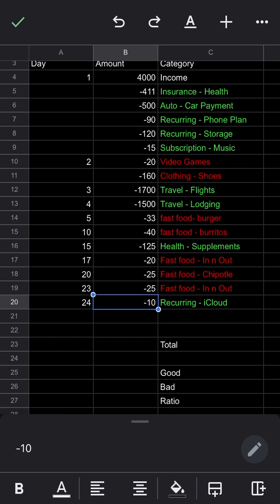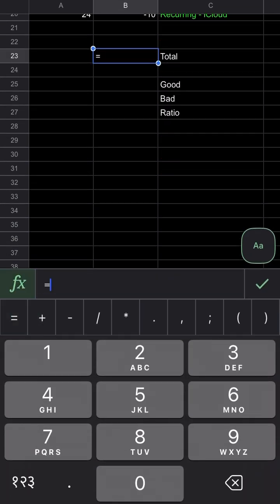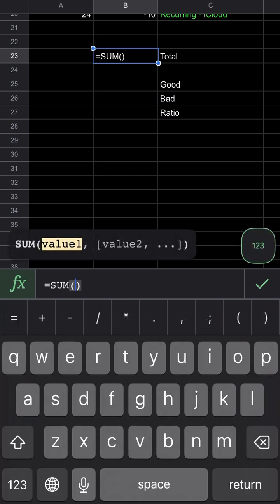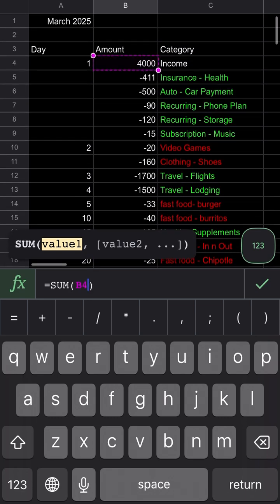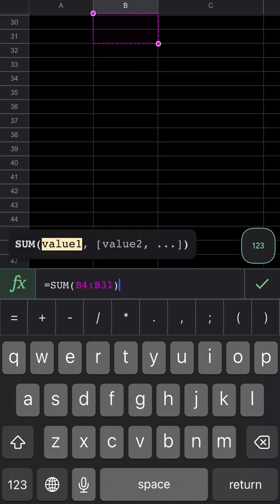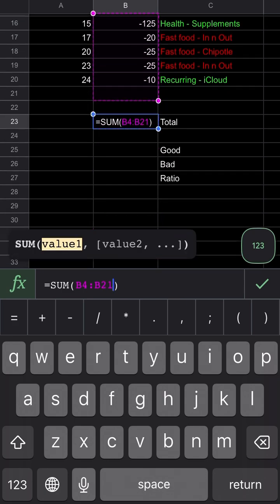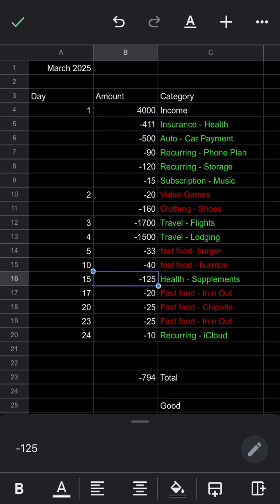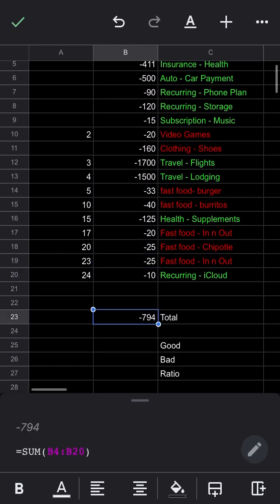So what I'm going to do is total this up. I'm going to go here, enter equals sum, and then I'm just going to highlight all these numbers. Another important thing: make sure you put a negative sign next to any of your expenses. As you can see, my income is a positive number, 4,000, but all these expenses are negative numbers, because that's what's going to give you a proper total. So as you can see, my total is negative 794.